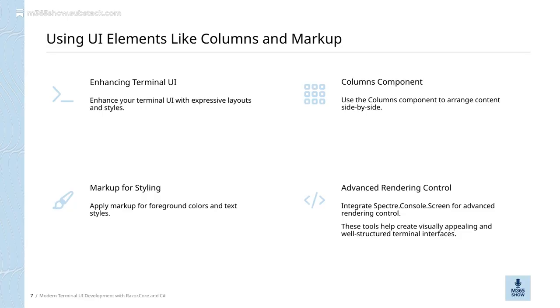Now, let's talk about how we can use UI elements like columns and markup to create more sophisticated terminal interfaces. One powerful tool we have is the Spectre.Console screen, which gives us advanced control over rendering. This means we can fine-tune how content appears on the screen, making our applications more visually appealing and organized. Think of markup as a way to add style directly to our text, changing foreground colors, making some words bold or underlined to draw attention or improve readability.